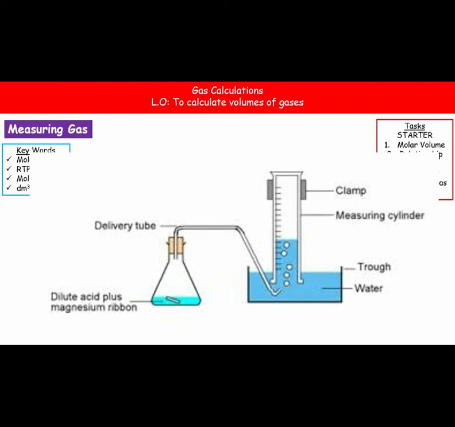Now this isn't perfect though, because your delivery tube could actually come out from underneath the measuring cylinder, and at the point where you're connecting your bung with the delivery tube into the conical flask, you could in theory lose some of the gas there as well. So there is one way that we can improve this even further.